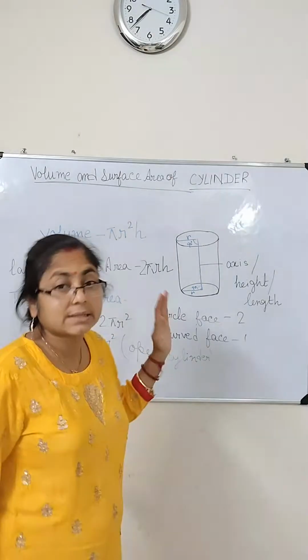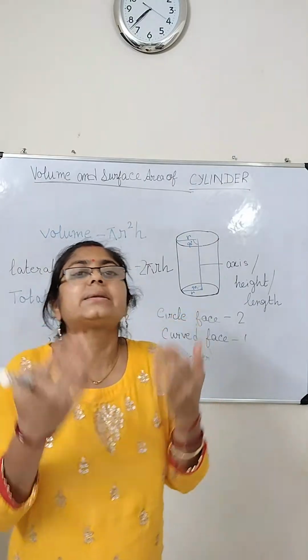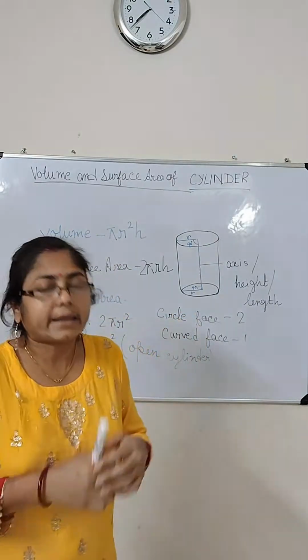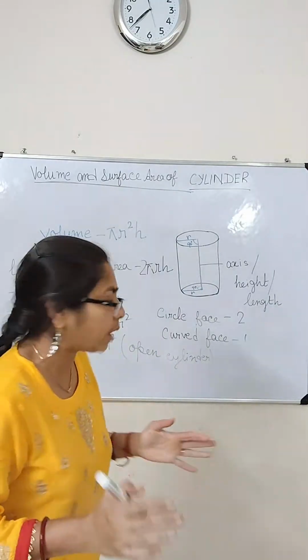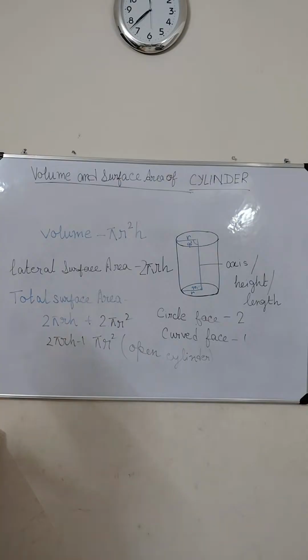TSA means total surface area. Beta, you please follow line by line. I complete one by one. I give the example and you clear all your doubts. Okay. Now I start the math.